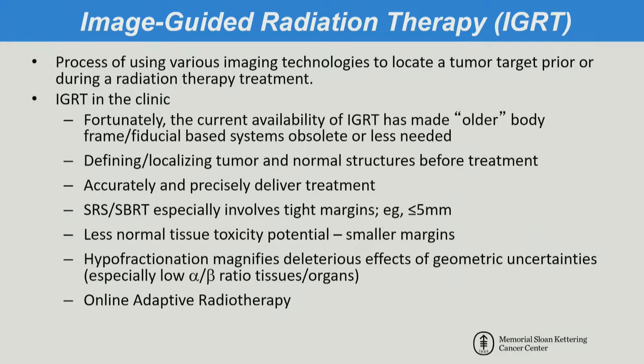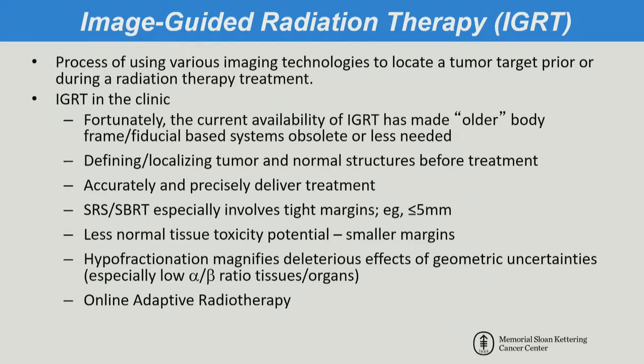We use it to define and localize the tumor and normal structures before treatment, and to accurately and precisely deliver treatment. And this is particularly important, as we all know, in SRS SBRT, where our margins are really small, like 5 millimeters, 3 millimeters, 2 millimeters, 1 millimeter.